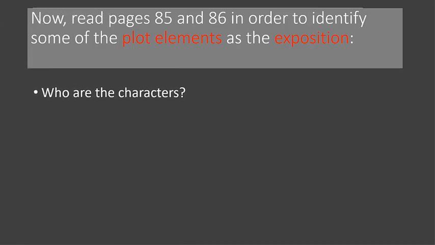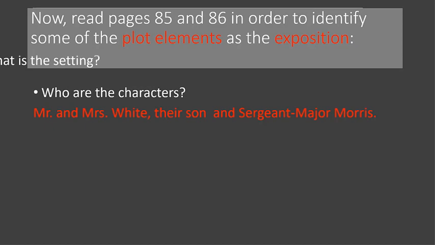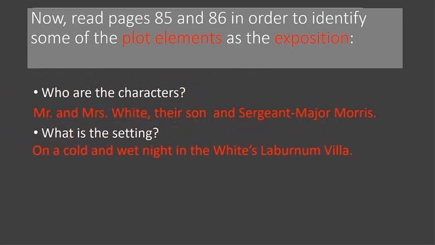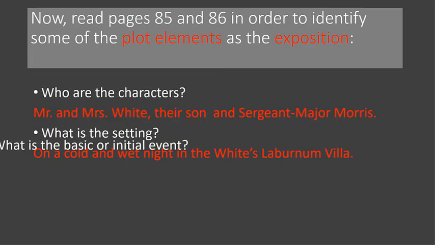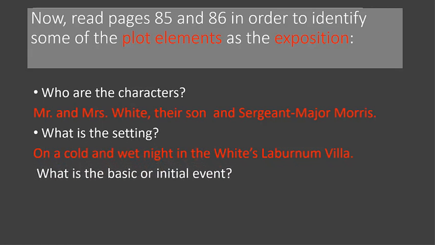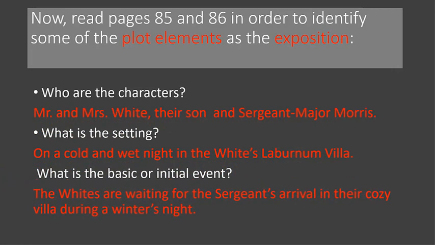Question 1. Who are the characters? The characters are Mr. and Mrs. White, their son Herbert, and Sergeant Major Morris. What is the setting? It is on a cold and wet night in the White's Laburnum Villa. What is the basic or initial event? The Whites are waiting for the sergeant's arrival in their cozy villa during a winter's night.